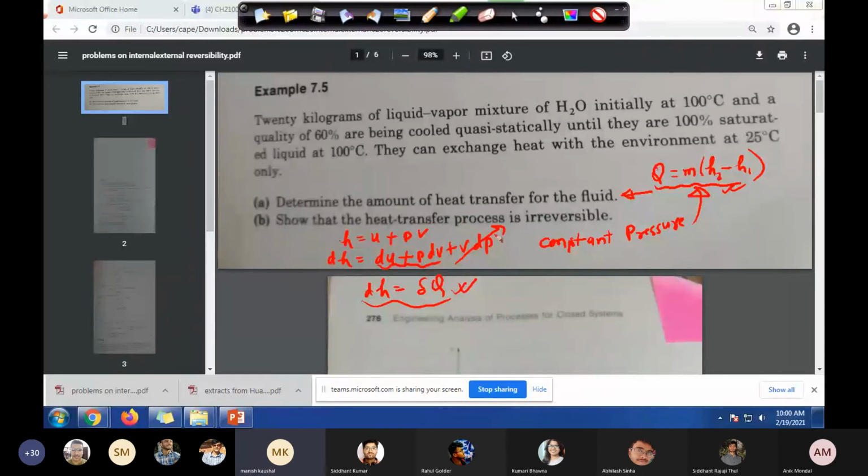Okay. And then we have to show heat transfer is irreversible. So for that, you know that we have to find S generation or delta S universe. Siddhant Kumar, you can help me and then we can leave. Delta S system plus delta S surrounding, isn't it? Yes, sir. Okay. So for delta S system, what is your suggestion? How will we calculate it?